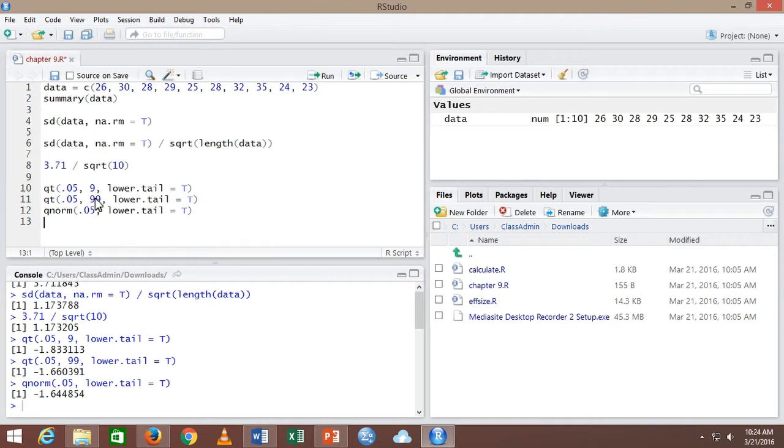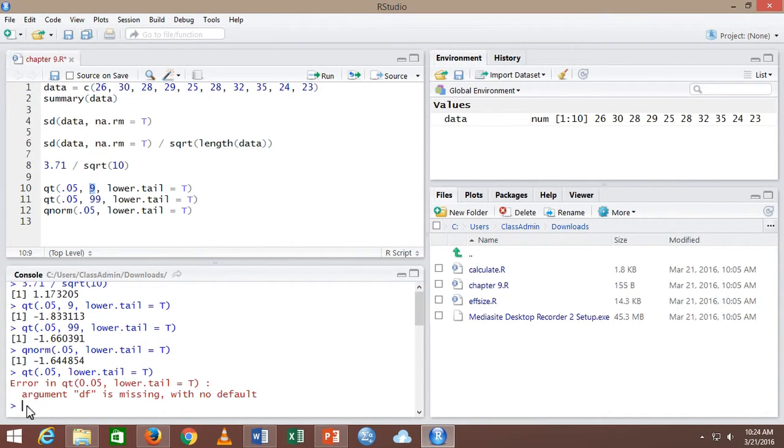We only have 9 though, so we got 1.83. I'd say the trickiest part of this is don't forget the degrees of freedom, because we haven't done that. That's new. So if you type qt 0.05 lower tail equals true, it'll tell you argument df is missing. That's actually probably one of the clearest errors. Right? You're forgetting something. There are very few, I think, in this program.